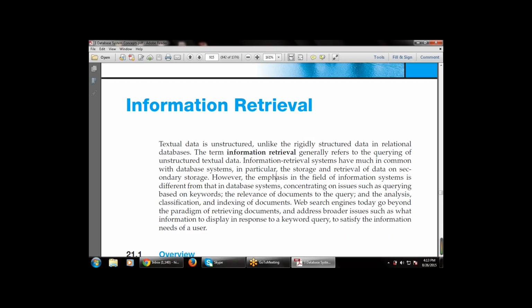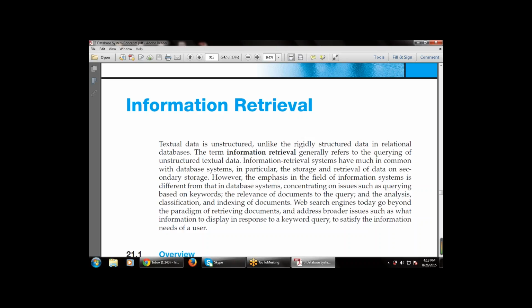Web search engines today go beyond the paradigm of retrieving documents. They retrieve the various data that is available in the documents, and address broader issues, such as what information to display in response to a keyword query, and how to satisfy the information needs of the user. There are multiple methods by which we can retrieve our information, and that can be displayed in response to the keyword query used to satisfy the information needs of a user.